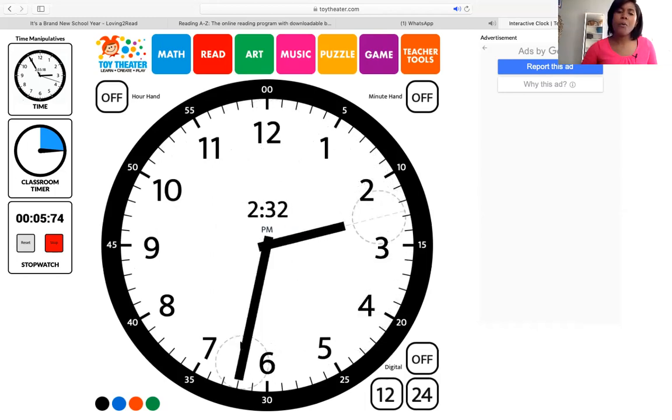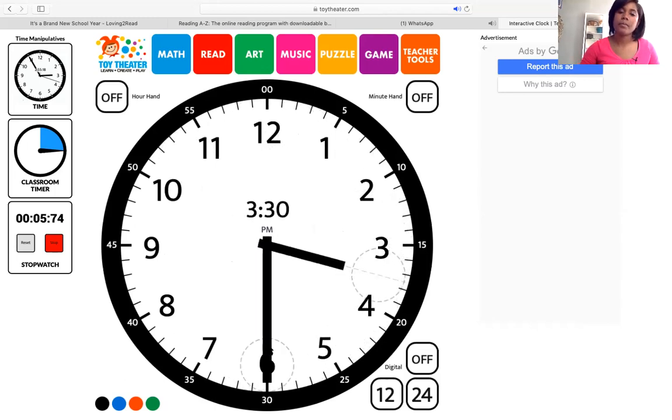Now, what about when the minute hand is on number 6? How do we say it? Very simple. For example, in this case, it's 2 because the hour hand is between the number 2 and number 3. It's leaving number 2, but it hasn't arrived at number 3 yet. So we say it's 2:30. Great job. Number 6 for the minutes is 30. Now, what time is it right now? Great job. It's 3:30.